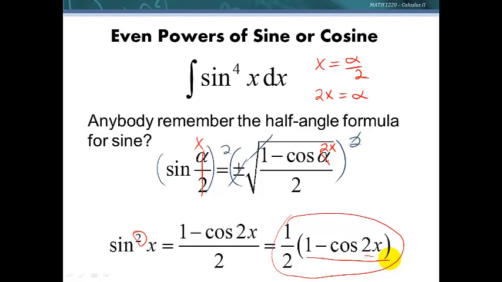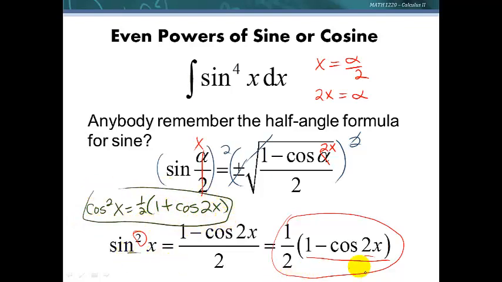Now, we also would need an equivalent formula starting with the half angle for cosine. And if you recall, it looks just like the one for sine, except there's a plus sign. So if we solved it the same way, we'd have cosine squared x equals 1/2 times 1 plus cosine 2x. So these are two things that we're going to need, and they are identical formulas, but the cosine's a plus and the sine is a minus, and that's a little mnemonic for how I remember that. The sine is minus, okay?